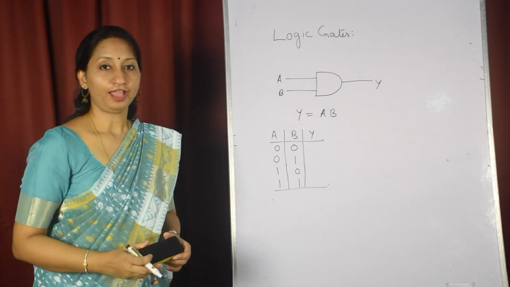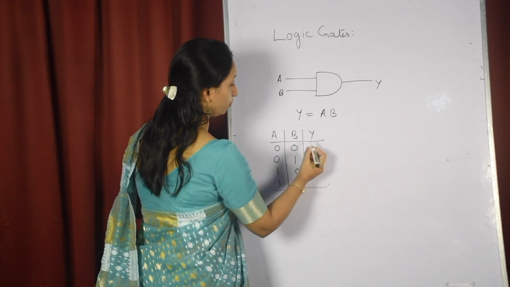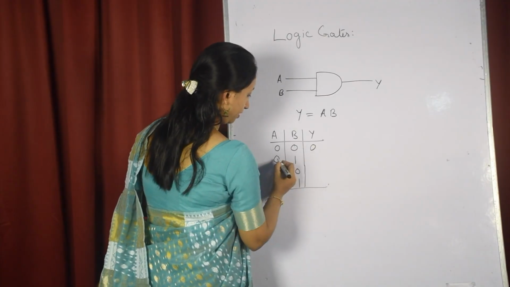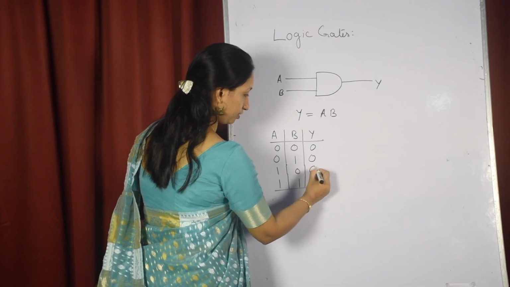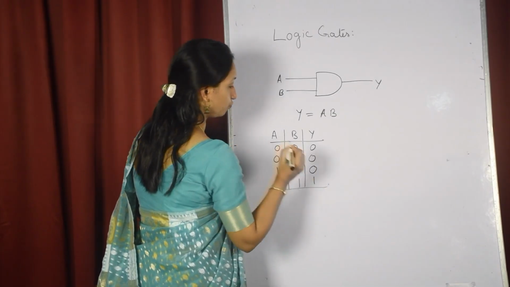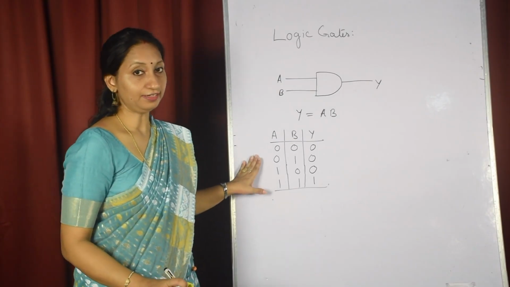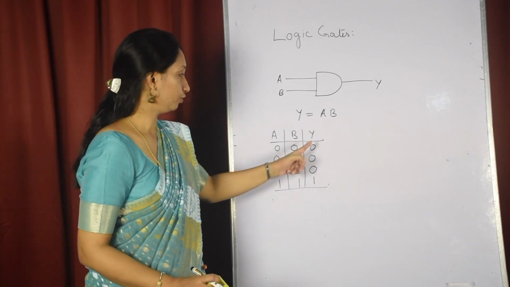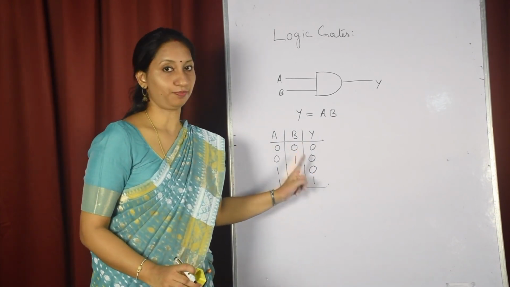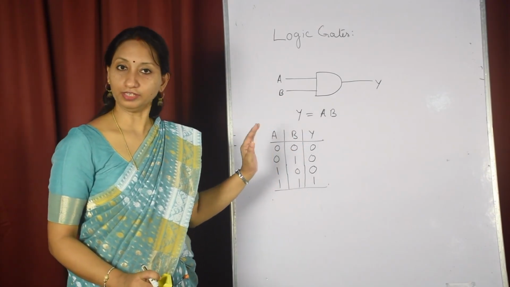And the truth table of the AND gate is: when both the inputs are 0, the output is 0. Then 0 1, output is 0, 1 0, output is 0, then 1 1, output is 1. So from the truth table, it is clear that if any of the inputs is 0, then the output will be 0, because the output is equal to the product of all the inputs.